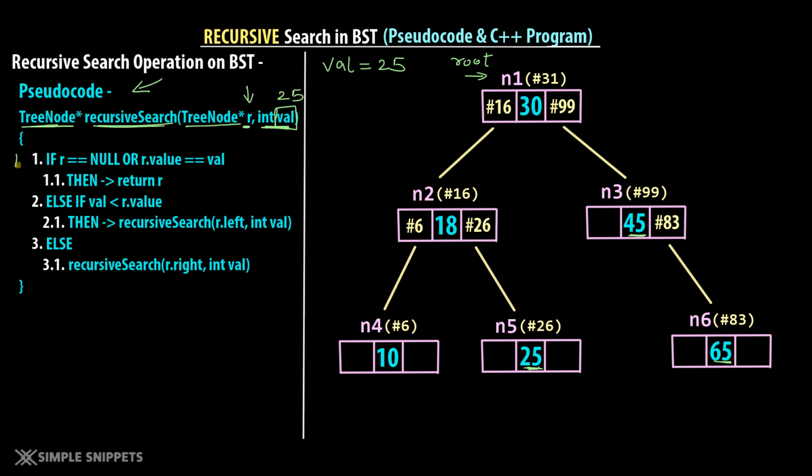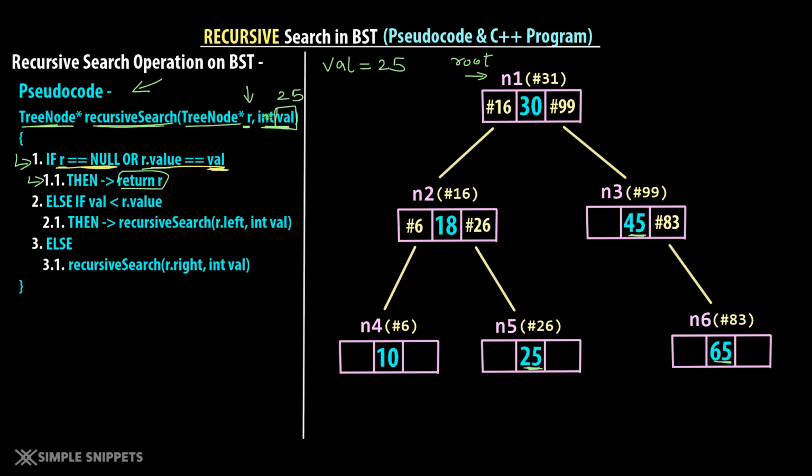And now let's go inside this function. We have three simple if else conditions. The first condition states that if r equals to null, or if r dot value equals to the value that we are looking for, then in 1.1 just return r. So this condition, that is the first step, will only be true when you find the correct match or you don't find match at all. Okay, so let's start with the execution.